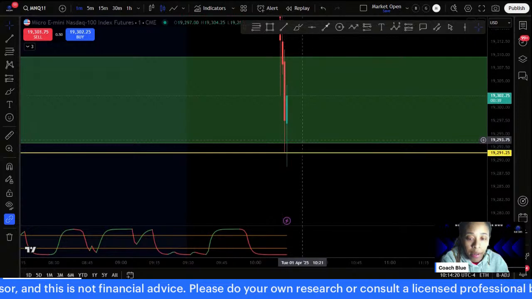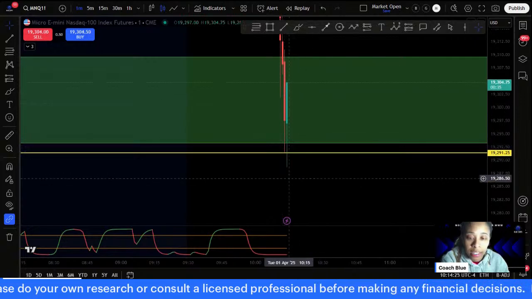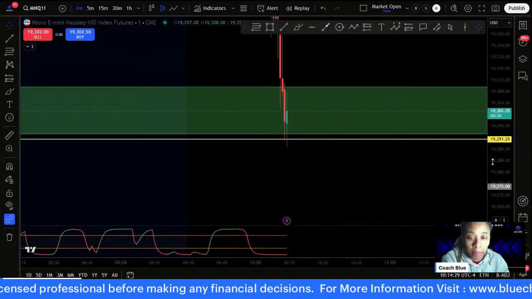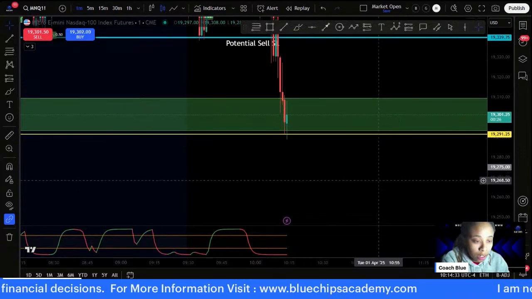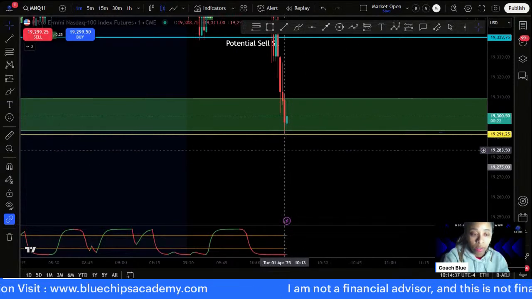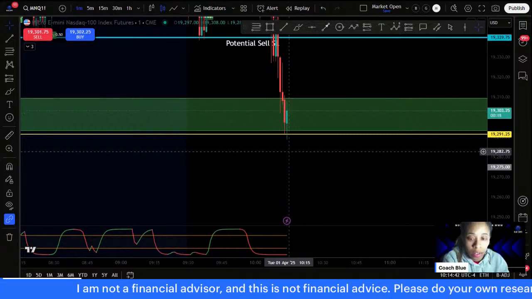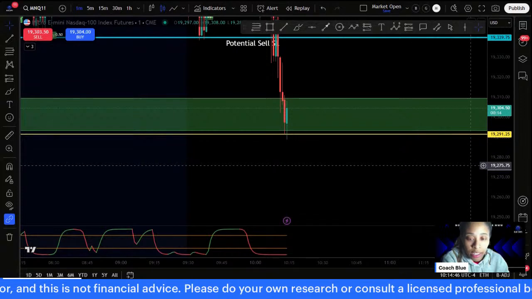Okay, we never got our breakout, guys. We never got our breakout. Still 35 seconds left on this candle. Looks like the buyers are trying to come in. Let's see. Okay, 25 seconds, guys. Here we go. Okay, 15 seconds left on this candle right here.